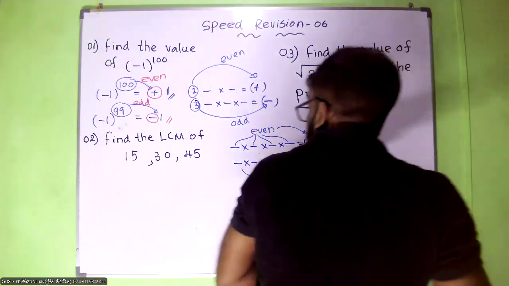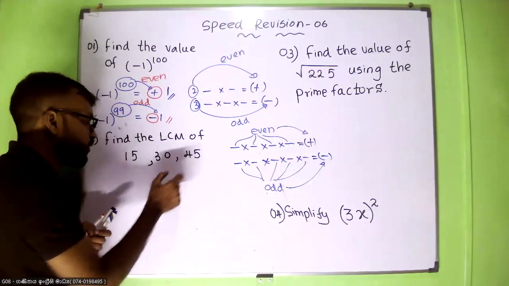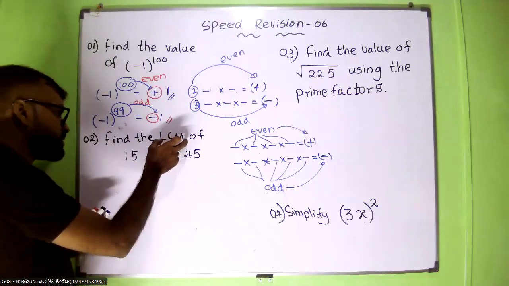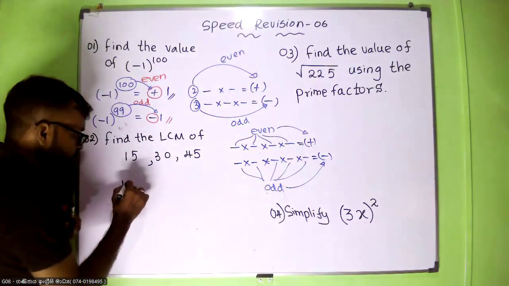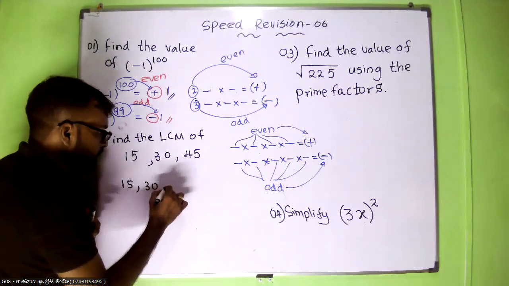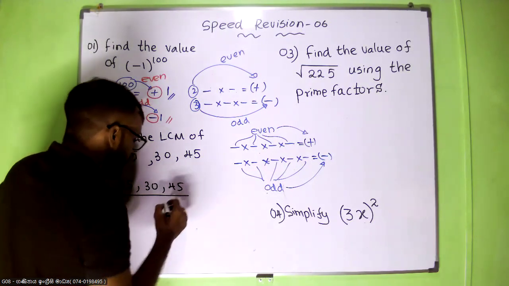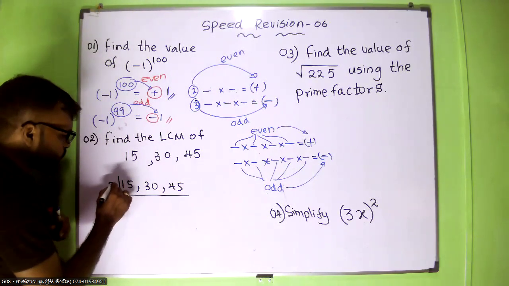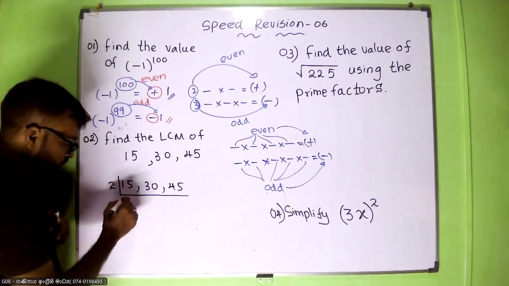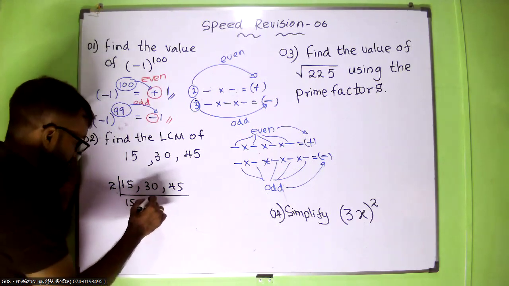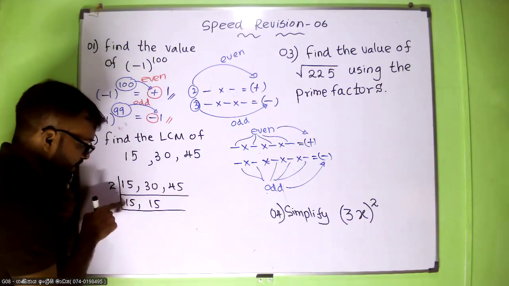Right? Okay. Second one. Find the LCM of 15, 30, 45. Right? LCM, least common multiple. So how do you find? So you have to divide these numbers by using the prime factors until you get 1, 1. So I can use 2 because 30 can be divided by 2. So first of all, I am going to divide this number by 2, right? 15 cannot be divided, so I will put 15 as it is.